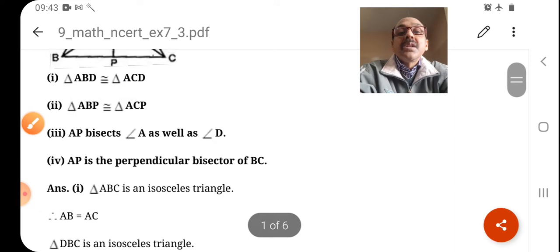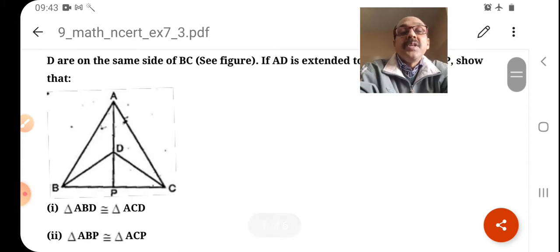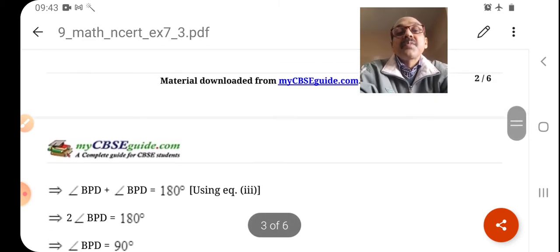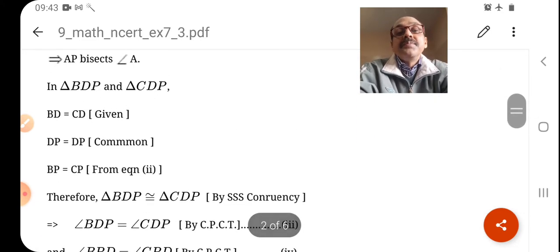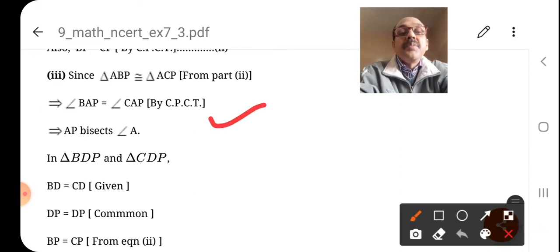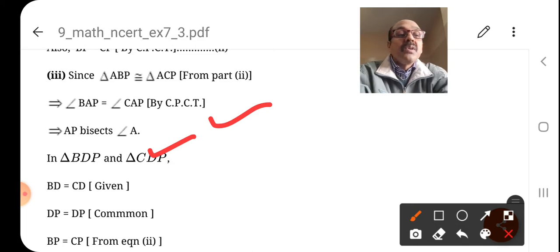Now next question: AP bisects angle A as well as angle D. AP bisects angle A, that means BAP equals CAP. For number 3, triangle ABP is congruent to ACP, already proved, and BAP equals CAP by CPCT. So AP bisects angle A.